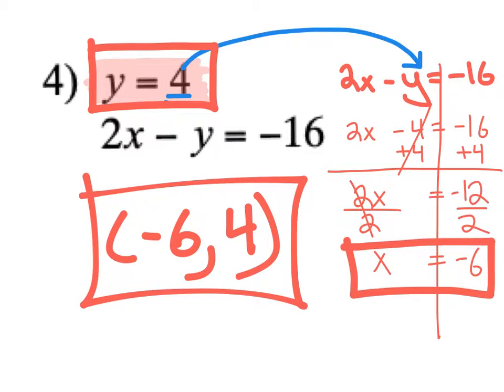And if you wanted to check your work, you could just plug in these values. So 2 times negative 6 minus 4 should give me negative 16.